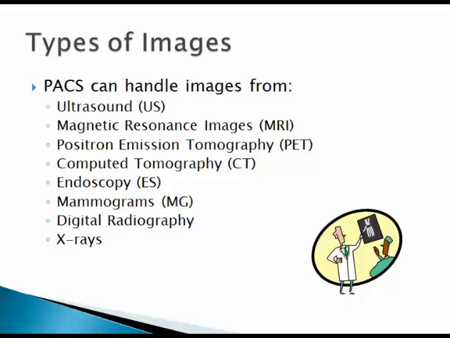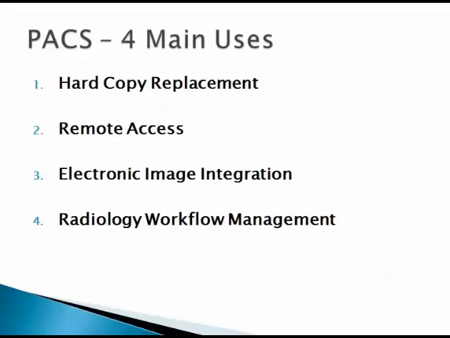As I mentioned, there are many different types of images that a PACS machine can handle. These include ultrasound, MRIs or magnetic resonance images, PET scans or positron emission tomography, CT scans or computed tomography, endoscopies, mammographies, digital radiography, and of course x-rays.